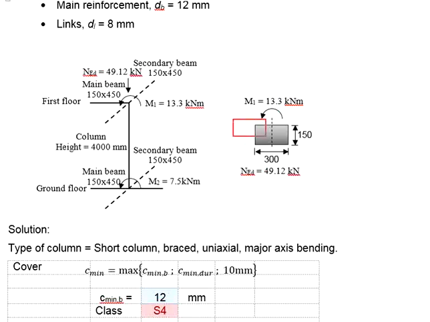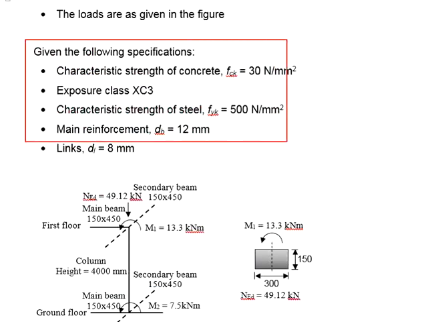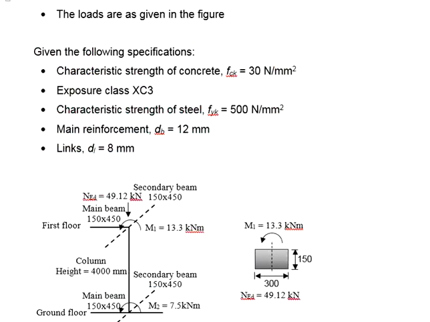The cross section of the column is indicated here. The moment is acting on the major axis of the section. The specifications are given here. fck equals 30 Newton per mm square. The exposure class of the member is XC3. Characteristic yield strength of the steel bar is 500 Newton per mm square. The main reinforcement is 12 mm, and as for the links, 8 mm diameter.